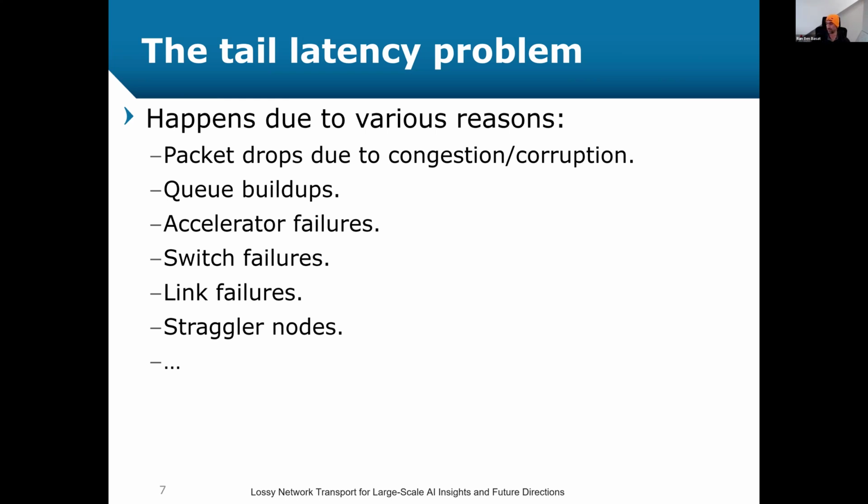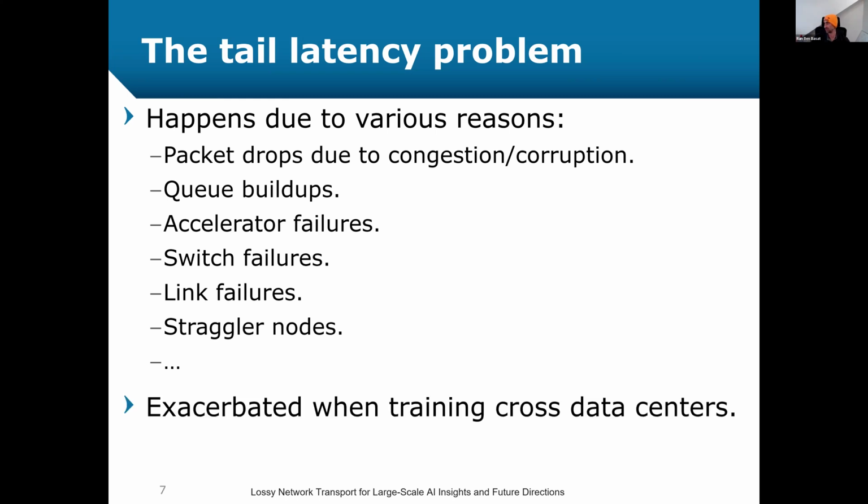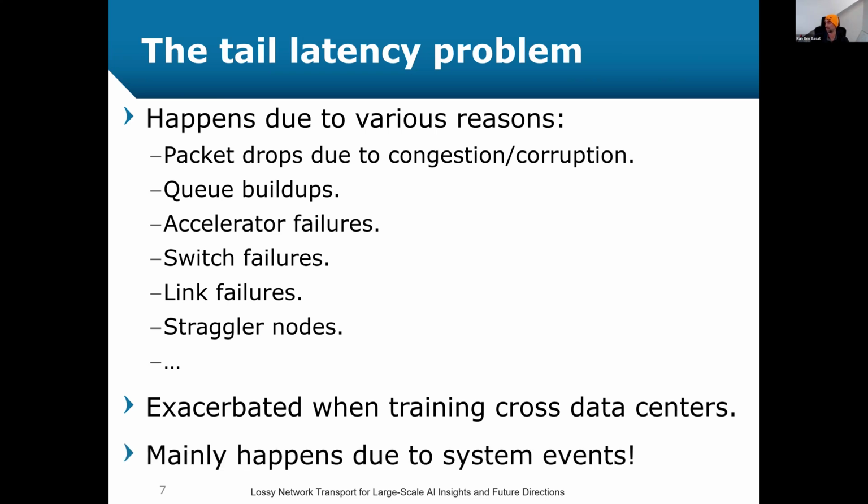My point in having this list here is that I want to emphasize one more thing, which is that all of these become much worse if you're trying to do training at a large scale, which doesn't fit in a single physical location. If you're trying to do training over a wide area, everything becomes even harder, all of these problems. And the common thing about all of these problems is that they happen almost completely due to system events.